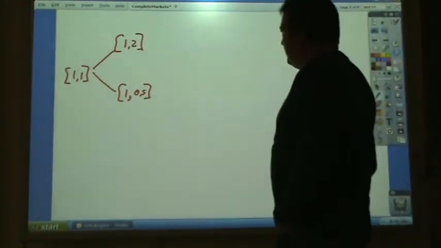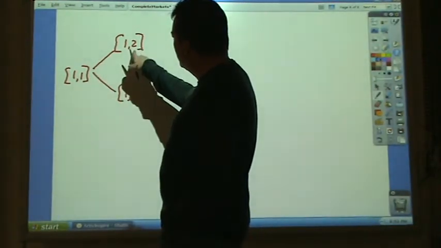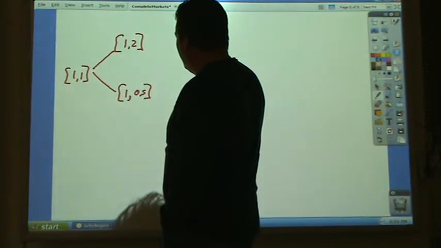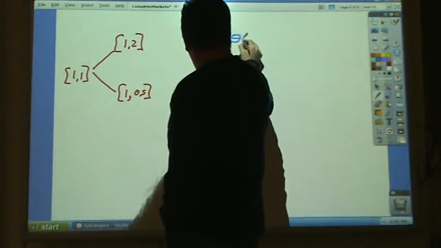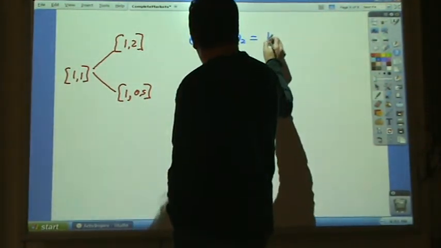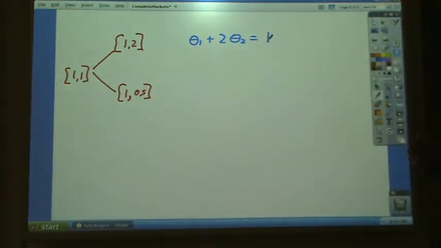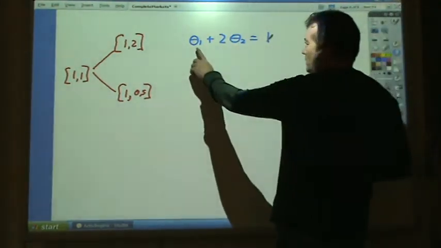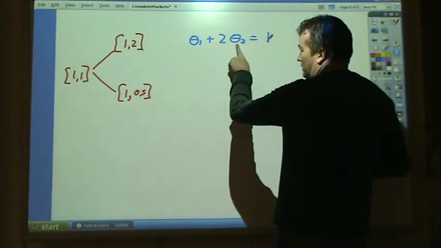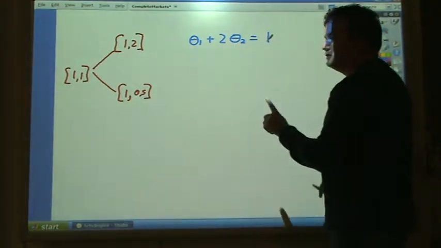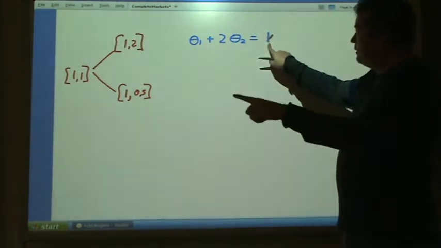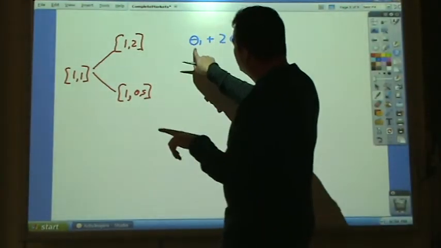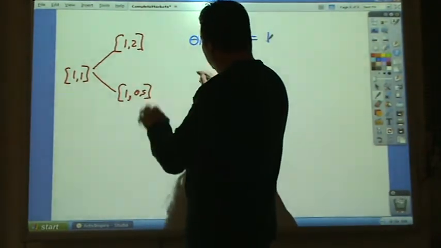So how much money are we going to have if the market goes up? We're going to have theta 1 plus 2 times theta 2. We want that to equal $1. What we're trying to do is figure out how many units of the first thing and how many units of the second thing to buy, so that if the market goes up, we get $1, and if the market goes down, we get $0. Then let's figure out what theta 1 and theta 2 are. There's going to be a little linear algebra here.